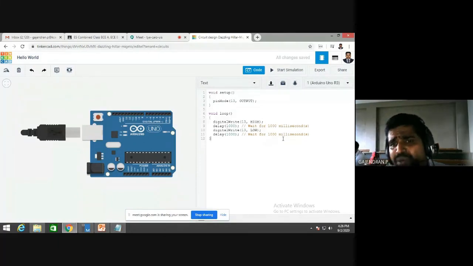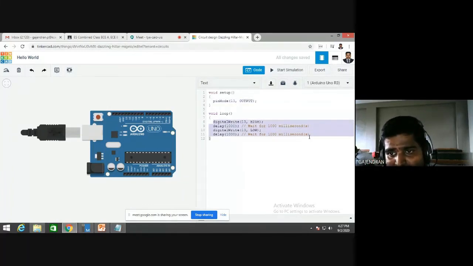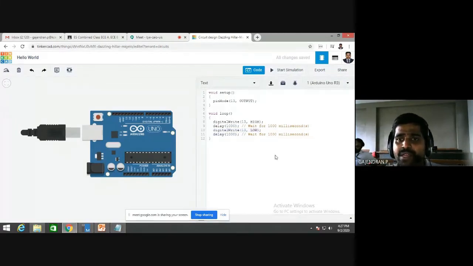Somebody has written our program already, isn't it? I didn't type anything. By default, my software has the onboard LED blinking program. So today I'm not going to type anything; I'm going to use the same code. Shall we check the coding? pinMode 13, OUTPUT. Yes, the first point is clear. Then in void loop, they have written digitalWrite 13, HIGH, delay 1 second, LOW, delay 1 second. That's all. Now I need to start simulating my coding.